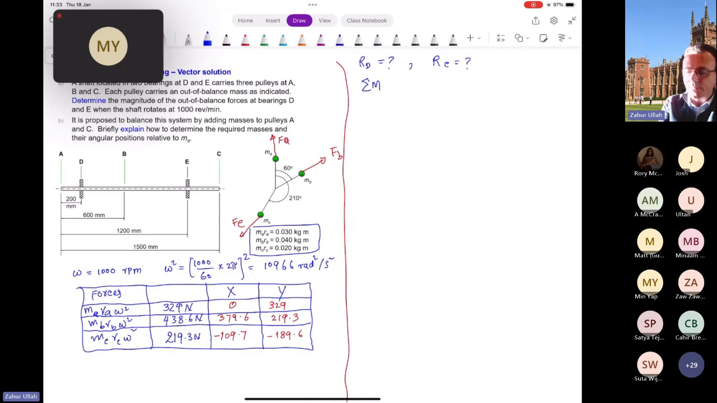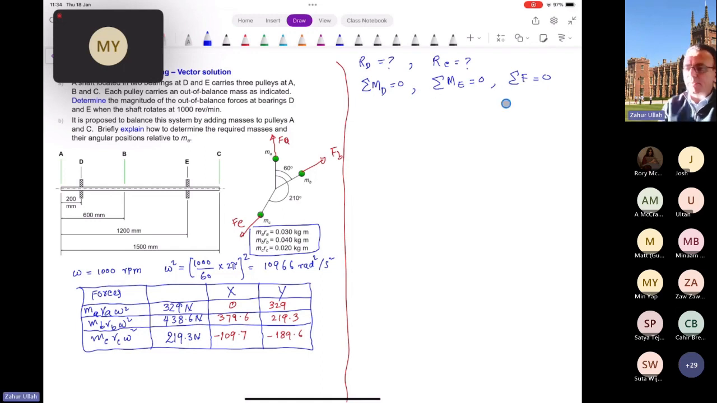So you can take summation of moments from D, which should be equal to 0, or you can take summation of moments at E, which can be 0, or you can take summation of all the forces, which again should be equal to 0. So this is what we mean by dynamic balancing.